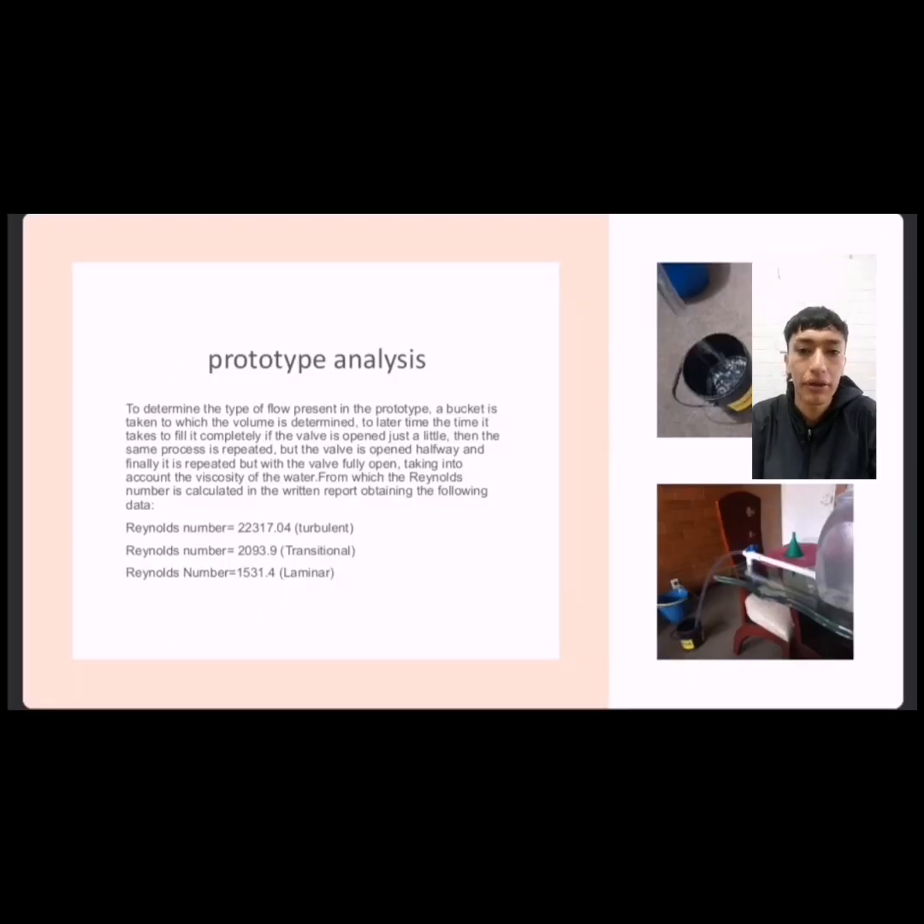To determine the type of flow present in the prototype, a bucket is taken, to which the volume is determined to later time the time it takes to fill it completely if the valve is opened a little. Then the same process is repeated, but the valve is opened half. Finally, it is repeated with the valve fully open, taking into account the viscosity of the water.